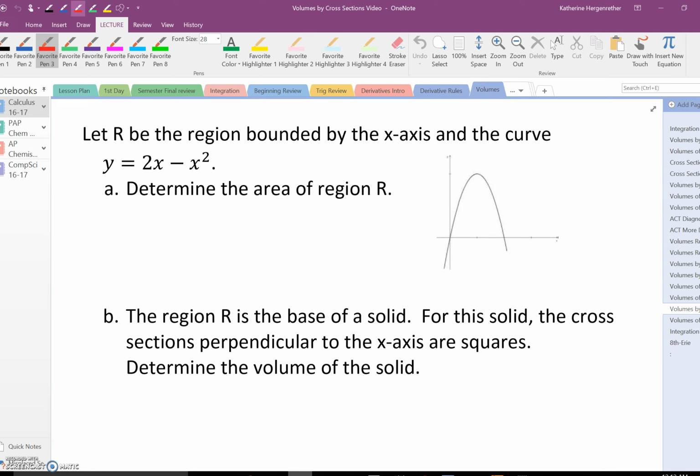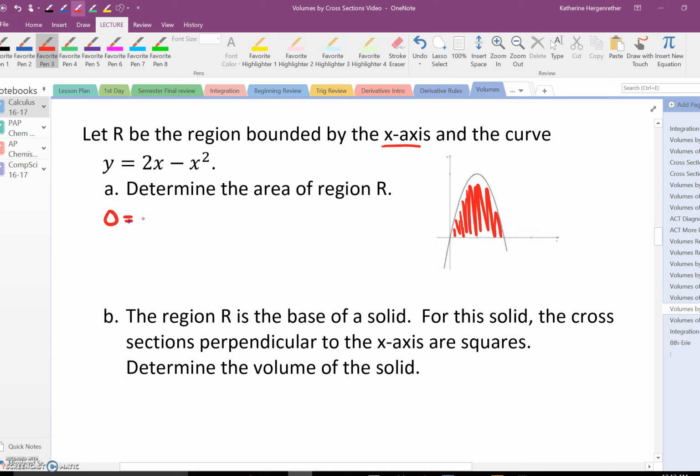So A says to determine the area of region R. Well, we need to know what R is, so hopefully you can see bounded by the x-axis and the curve is this shaded area right here. Well, we have to have an interval. Anytime we do areas or volumes, we must have an interval. And so to find this, if we've got the curve and the x-axis, we need to set them equal to each other to find out what that interval is.